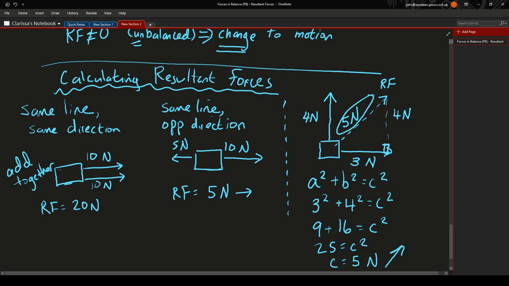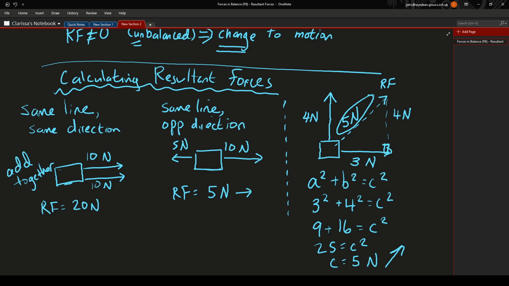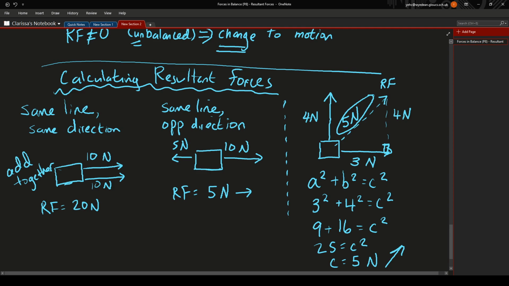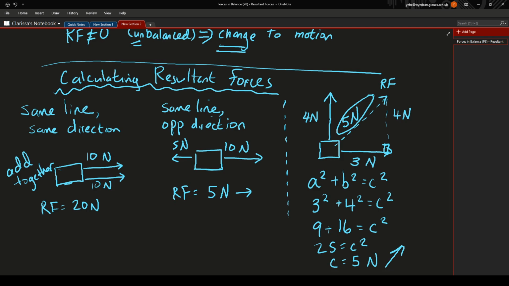So calculating the resultant force, you either add them together if they're going the same direction. If they're in opposite directions, you subtract them from each other. And if they're acting at an angle, it is just like what we did when we calculated the displacement, because they're similar in that they're both vectors. You just use Pythagoras to calculate the missing hypotenuse, and that would be the resultant force.